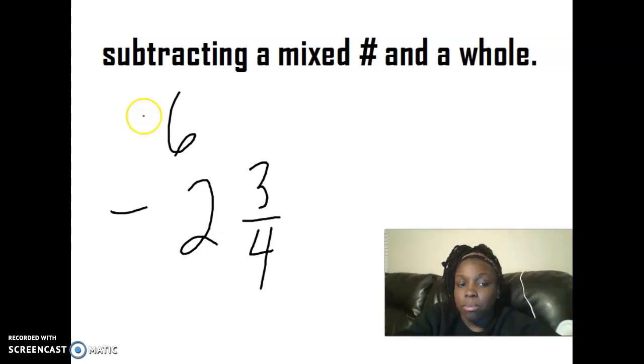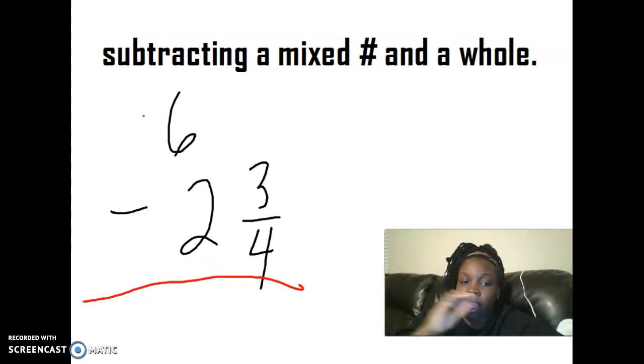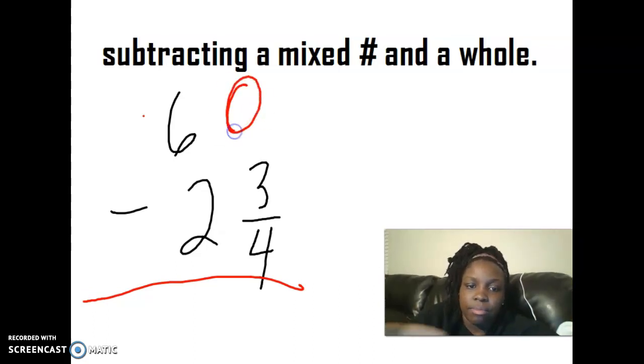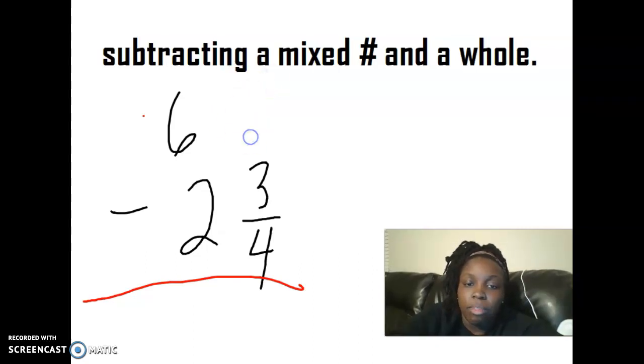So this is my whole number. The 6 is my whole number, and 2 and 3/4 is my mixed number. So we're going to subtract this. Now, there is nothing here. Nothing's there, right? We can't just bring down a 3/4. That can't happen. We can't subtract 3/4 from nothing. So we actually have to go next door, borrow some sugar, a whole. So the 6 becomes a 5.